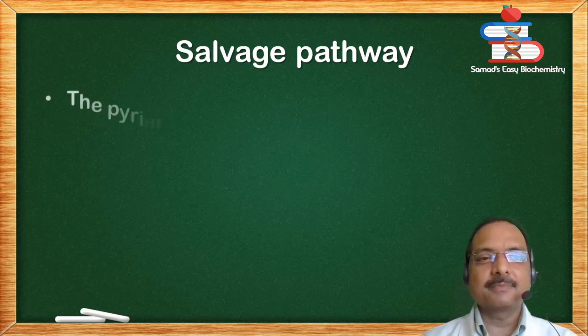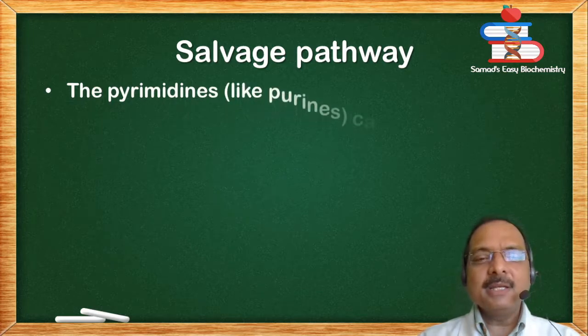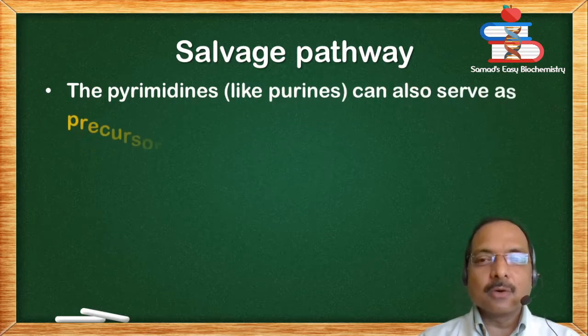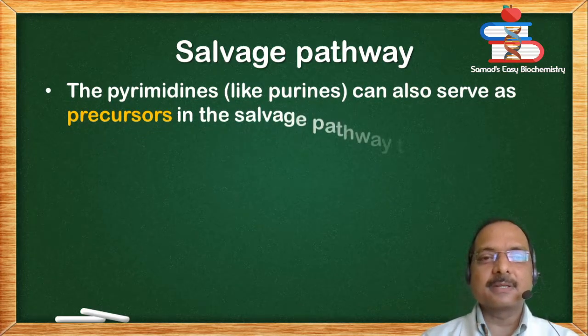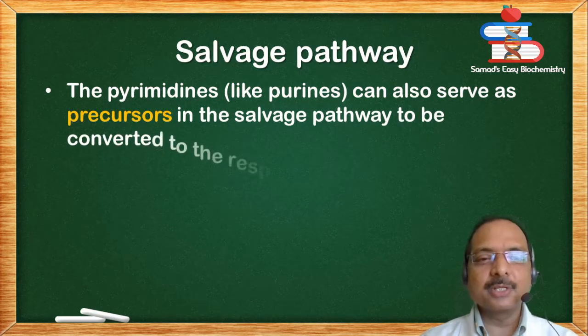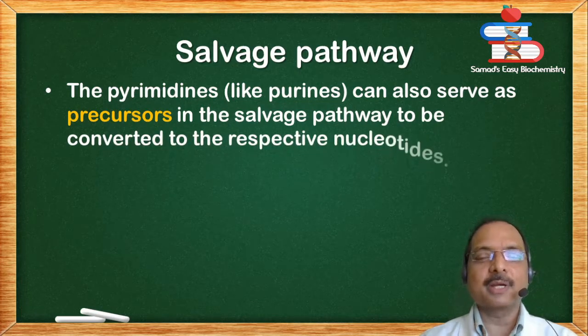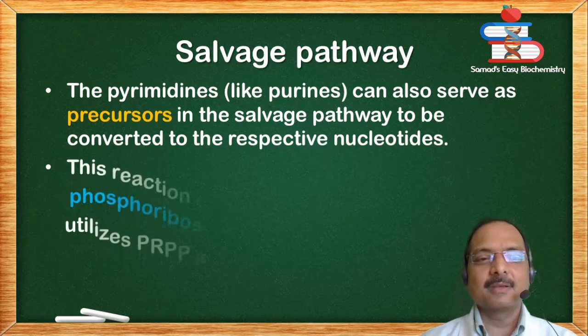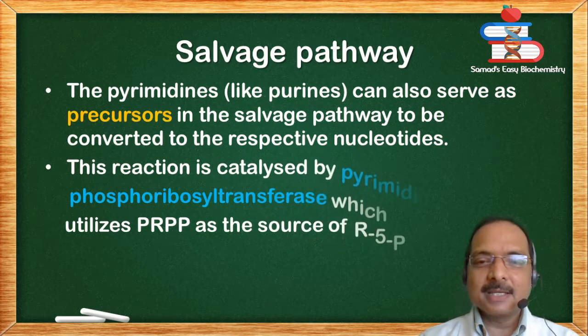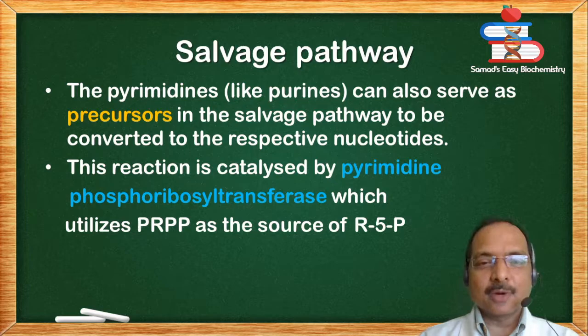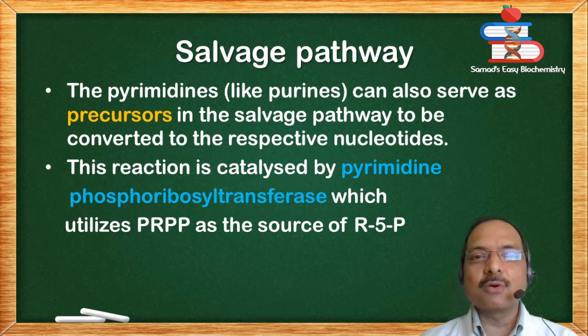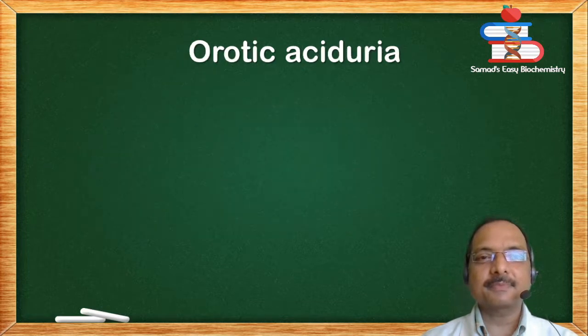Salvage pathway. The pyrimidines, like purines, can also serve as precursors in the salvage pathway to be converted to the respective nucleotides. This reaction is catalyzed by pyrimidine phosphoribosyl transferase, which utilizes PRPP as the source of ribose 5-phosphate.